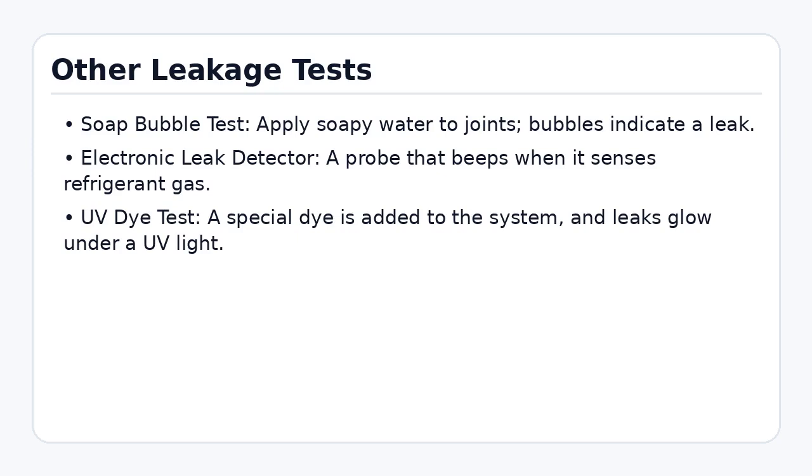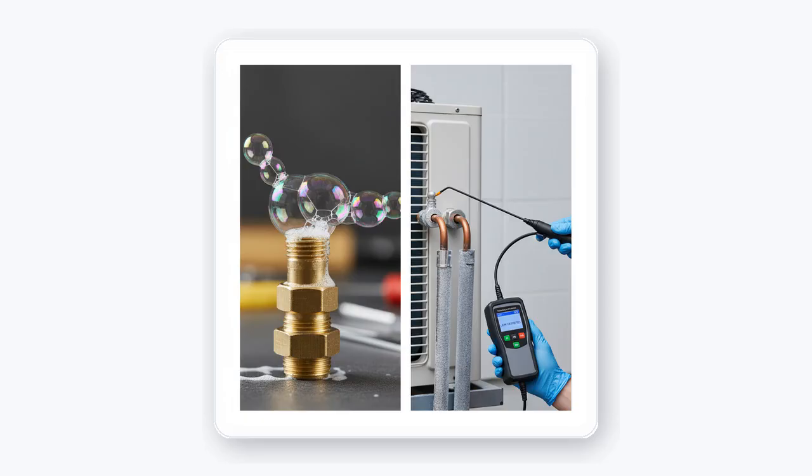Once a leak is suspected, we can pinpoint its exact location using several methods. The soap bubble test is simple and effective for larger leaks. Electronic detectors are very sensitive and can find tiny leaks. For very slow or intermittent leaks, the UV dye test is an excellent option. Each method has its advantages, and a professional technician knows which one to use in different situations.